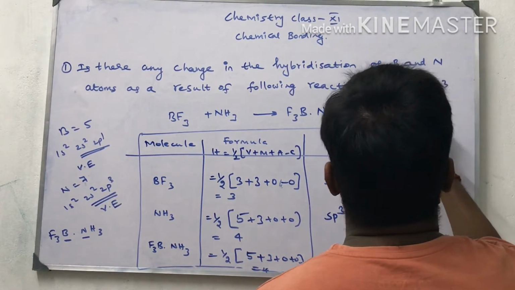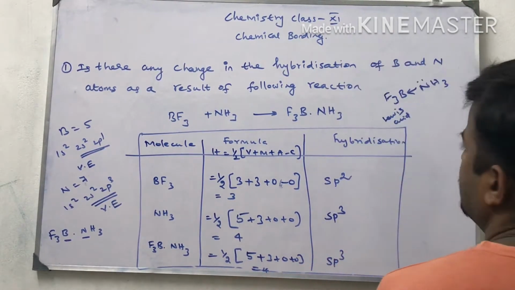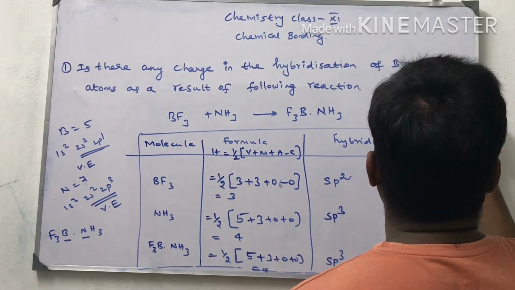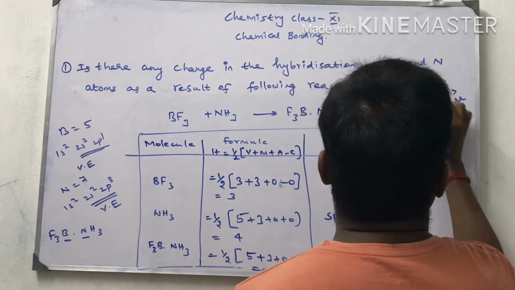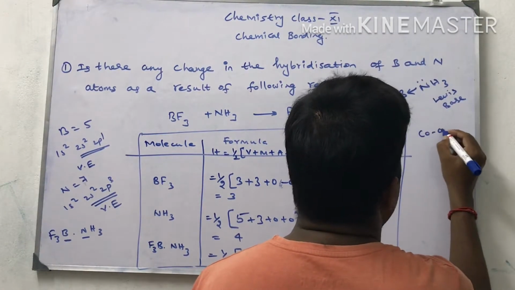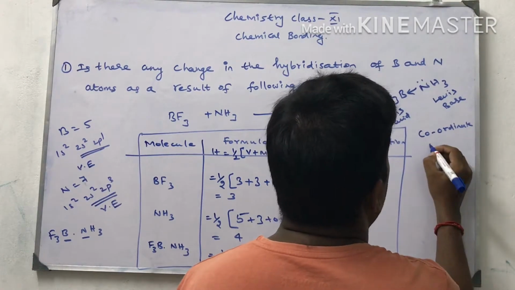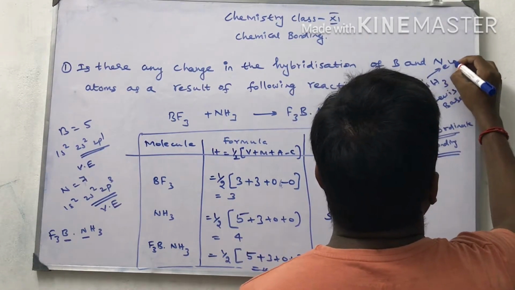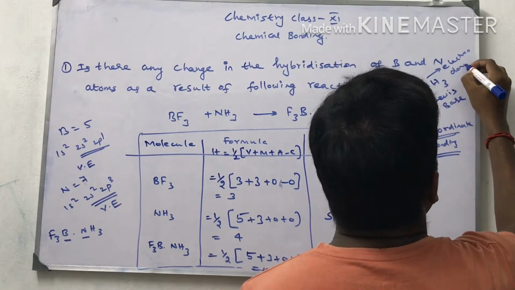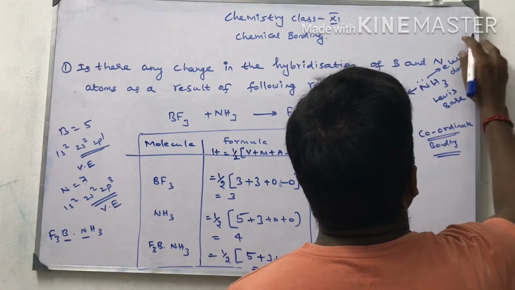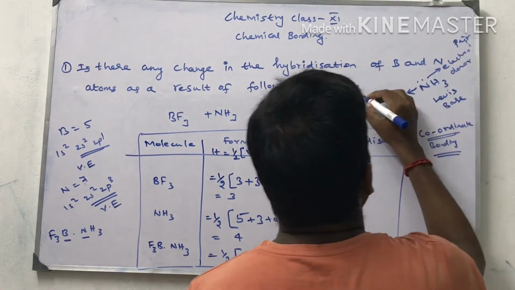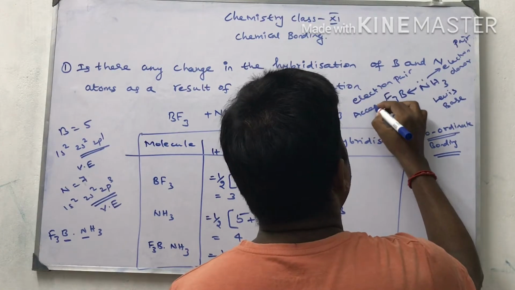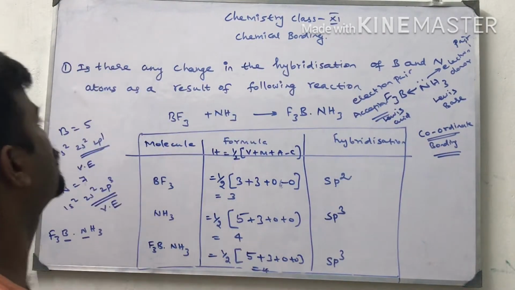BF3 is a Lewis acid. Lewis acid is the one which accepts the electron. Ammonia is a Lewis base. Lewis base is the one which donates the electron. These 2 electrons are donated to this. This type of bonding is called coordinate bonding. Ammonia is the electron pair donor, and this is the electron pair acceptor. So this is the answer for this question.